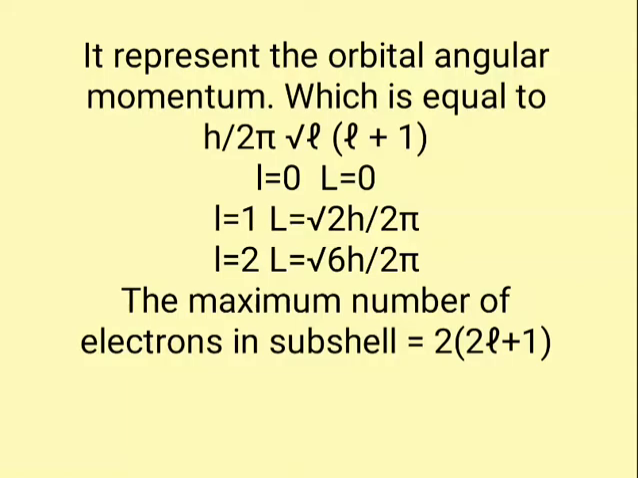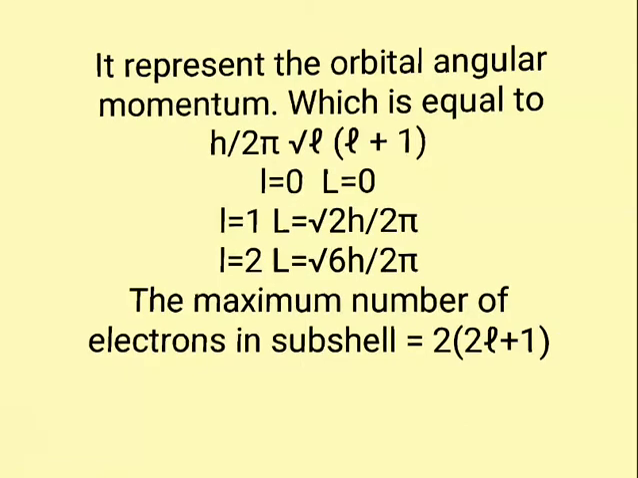Put L equals 1, that is h upon 2 pi root of 1 plus 1, that is root 2 h upon 2 pi. Put L equals 2 in the equation, you will get the value of L equal to root 6 h upon 2 pi. The maximum number of electrons in a subshell is always equal to 2(2L plus 1).